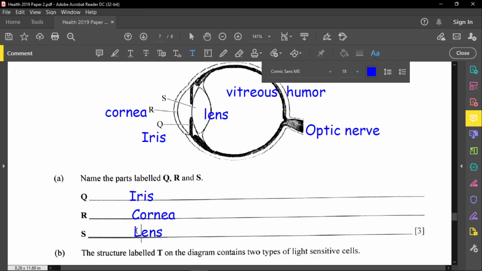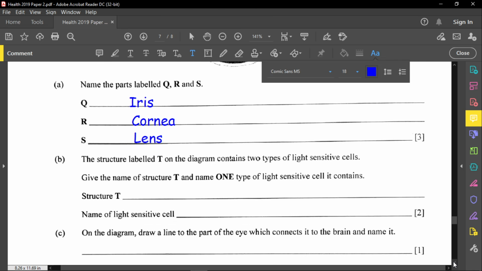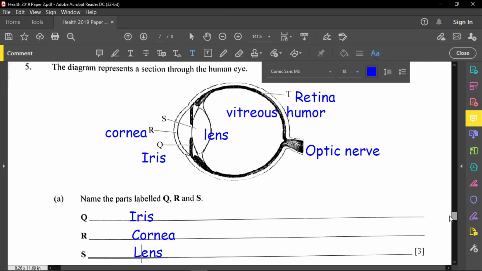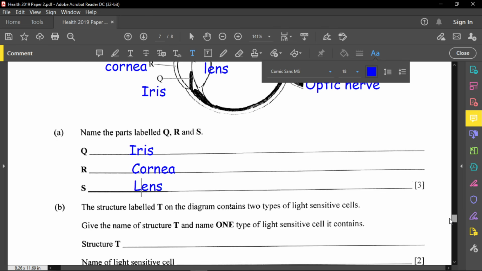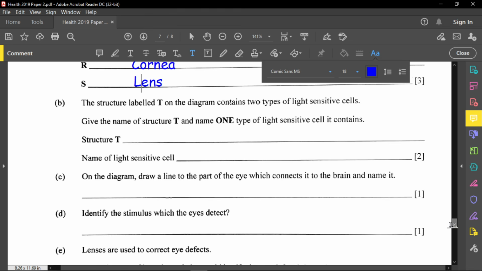And then now let's jump to part B of this question. It said the structure labeled T on the diagram contains two types of light-sensitive cells. And so that part labeled T is the retina. So the retina contains two light-sensitive cells. So give the name of structure T and name one type of light-sensitive cell it contains. And so again, T is the retina. The retina contains two light-sensitive cells.